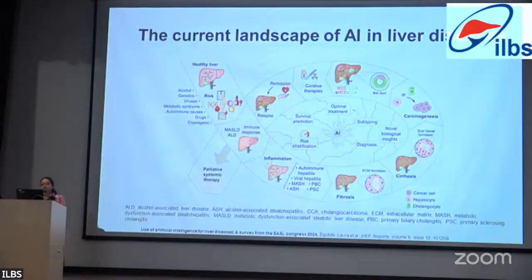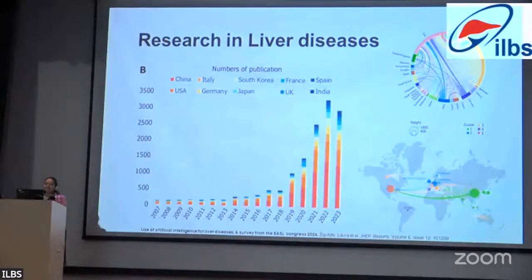So there is a very vast landscape of AI research in liver disease, from MASLD to fibrosis, cirrhosis, hepatocellular carcinoma, and then the transplant. So there are a lot of different sectors. I'm not the expert to dig into it. So in this area, if we see the last few decades, there is an exponential increase in research.